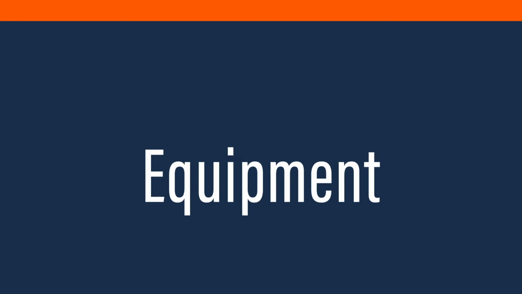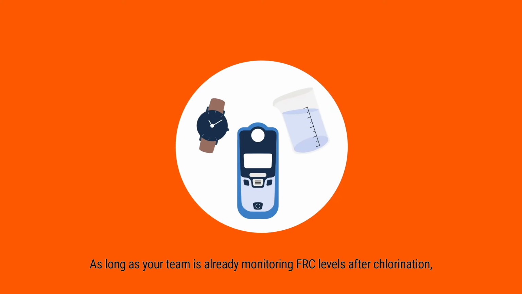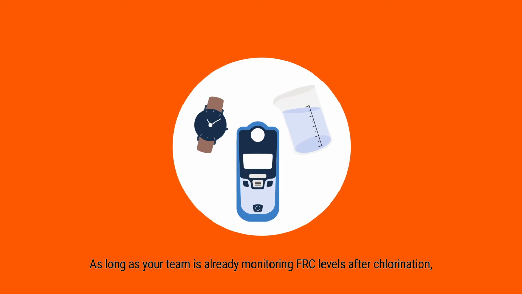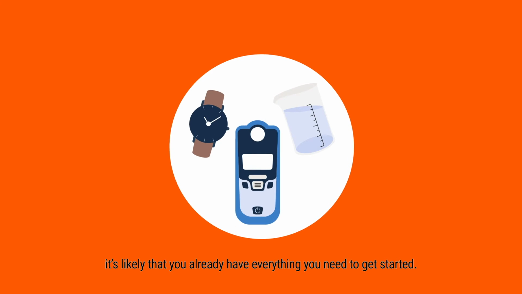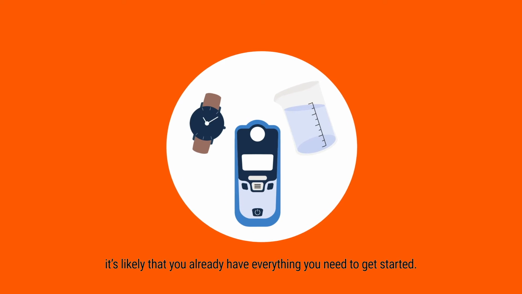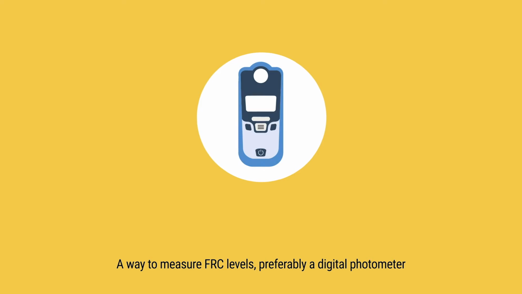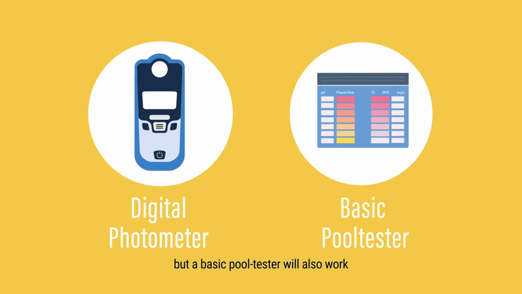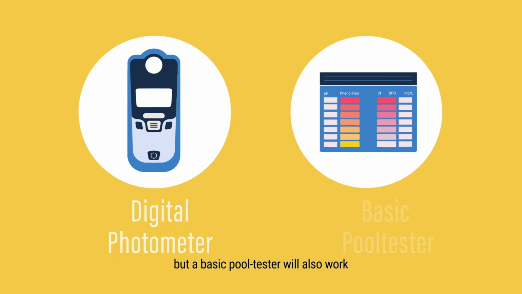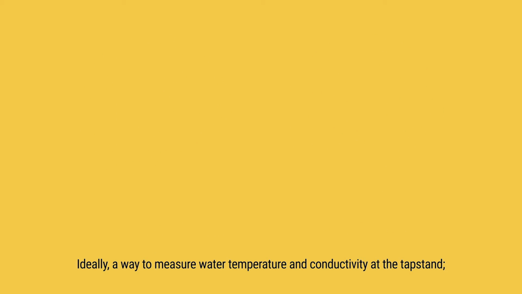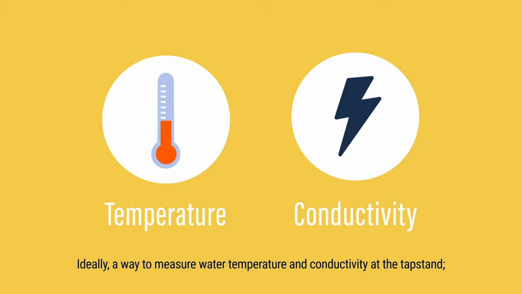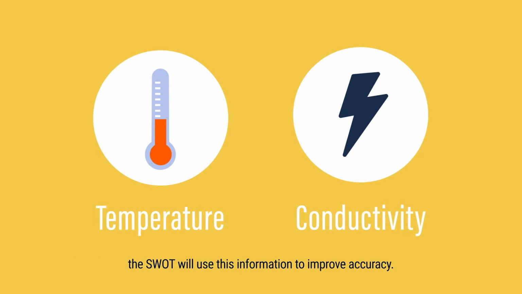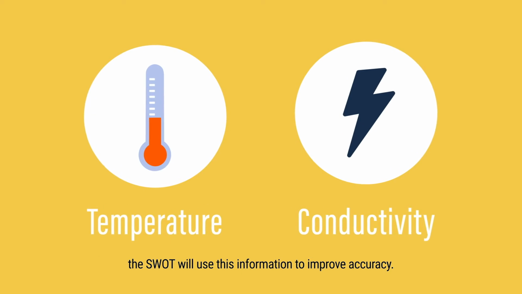Equipment. As long as your team is already monitoring FRC levels after chlorination, it's likely that you already have everything you need to get started. This includes a way to measure FRC levels, preferably a digital photometer, but a basic pool tester will also work. Ideally, a way to measure water temperature and conductivity at the tap stand. The SWOT will use this information to improve accuracy.